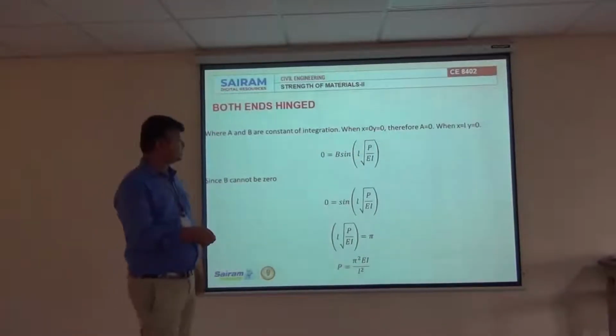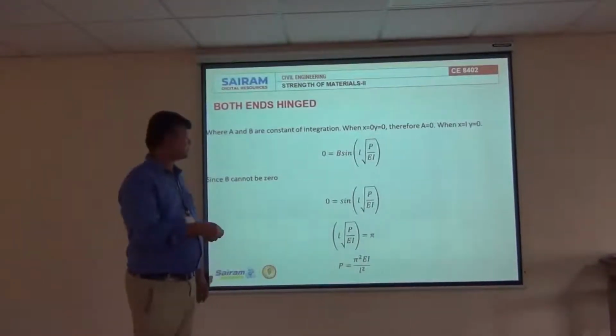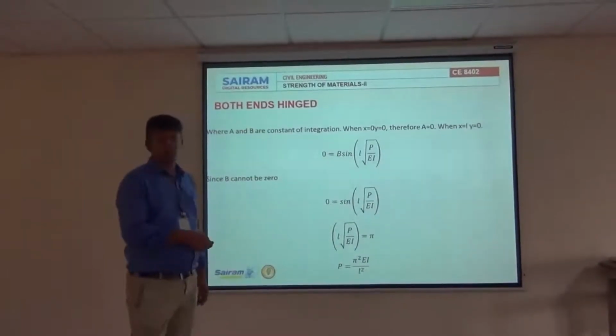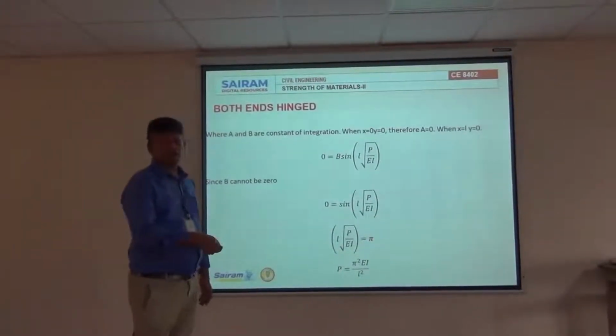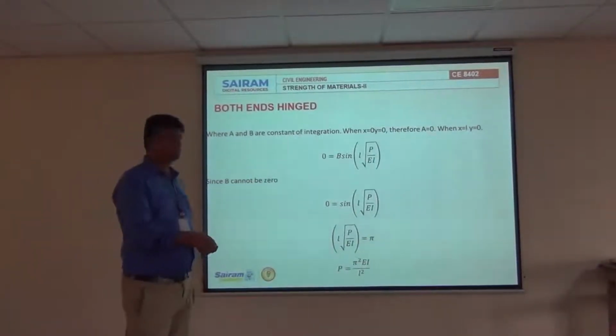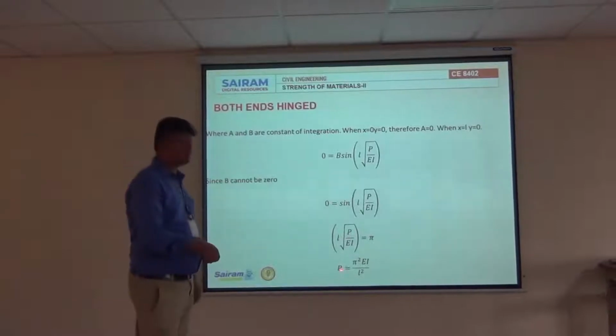So we are equating this here. Hence sin L into root of P by EI, we are equating this equation to 0. The sin will be 0 at pi. So L into root of P by EI equal to pi. Squaring both sides, we will be getting P equal to pi squared EI by L squared.